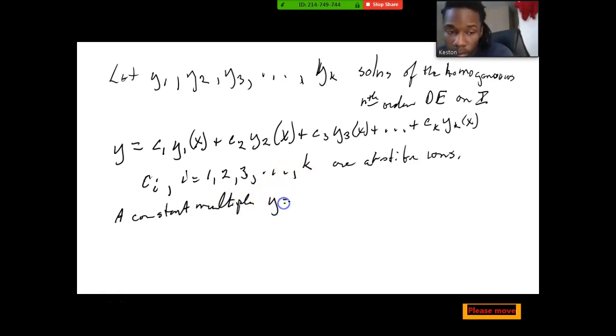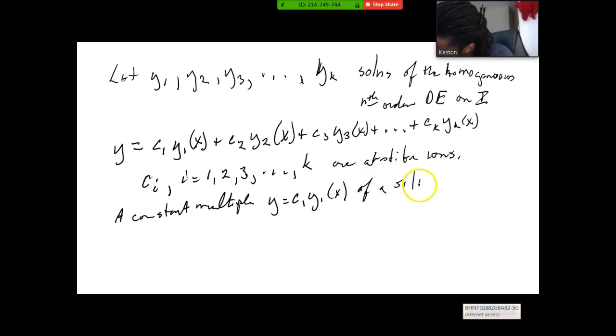y is equal to c1 times y1 of x, of a solution y1 of x of a homogeneous linear equation is also a solution. Now this is just breaking it down. Any one of those terms up there is also a solution. If y1 is a solution, any arbitrary constant times y1 is a solution. And then any sum of any of those are solutions.